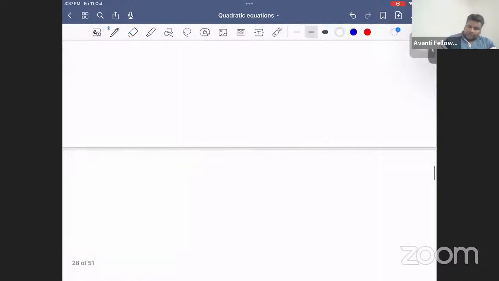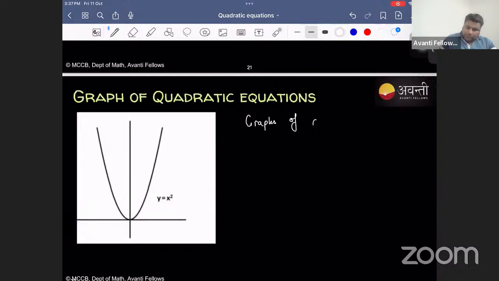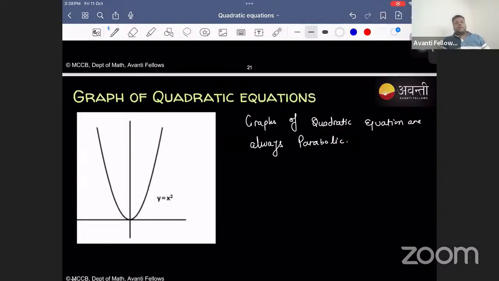Now see, graphs of quadratic equations are always parabolic. So graph of quadratic equations are always parabolic. So generally what happens if it is ax square plus bx plus c.